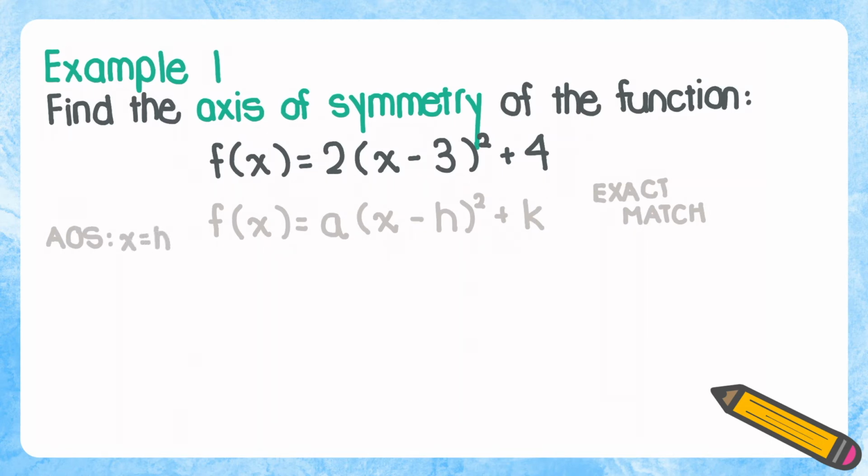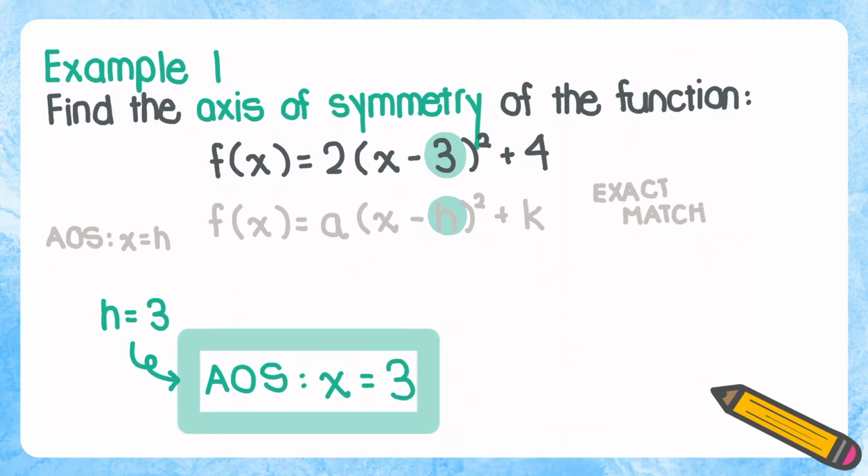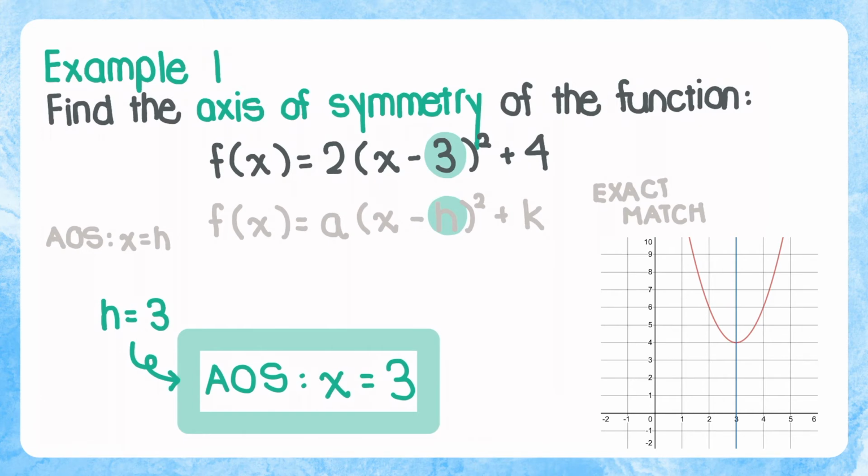So what is h here? H is replaced by 3, so we know that h equals 3. So our axis of symmetry, our AOS, is the line x equals 3. So again, the axis of symmetry is simply at our h value. Looking at this graph, notice that the axis of symmetry is at x equals 3.